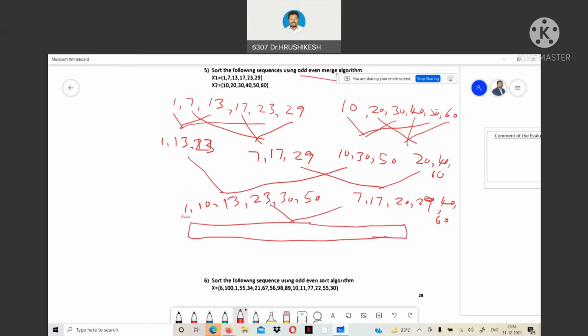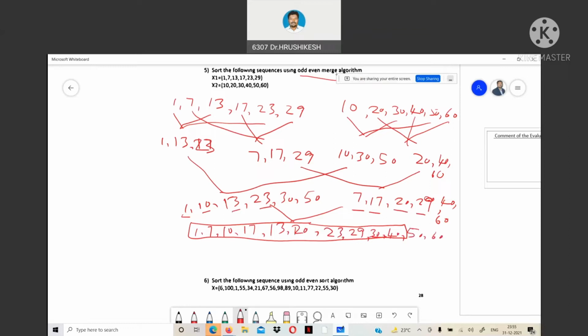So one element from x1 odd portion, one element from even portion, they were taken and they were written. Then another element from odd portion and another element from even portion are taken and written. Then one element from odd portion, other element from even portion, they were taken: 23, 29. Then other 30, 40. Then other elements 50, 60.